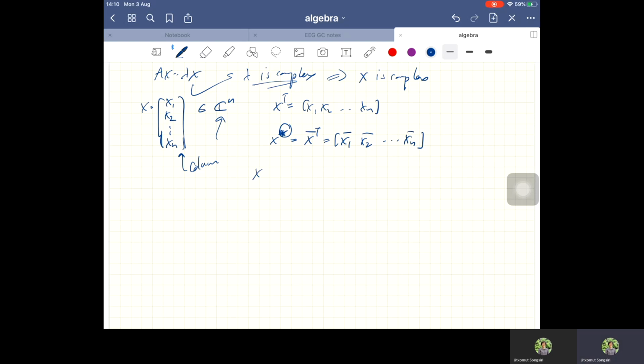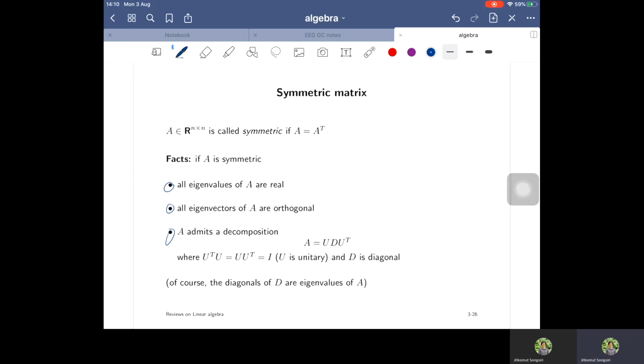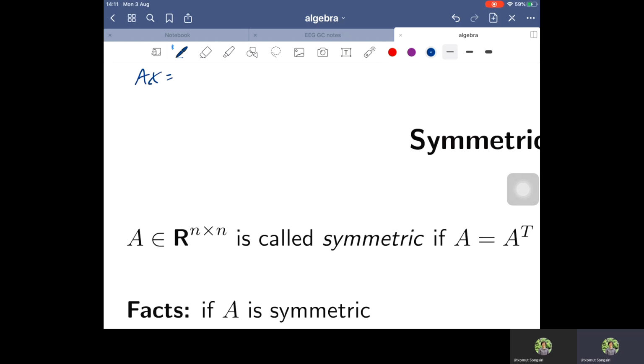Everyone should know that x star x is then the modulus of x1 squared plus the modulus of x2 squared, up to the modulus of xn squared. This is what we know by the common notation as the two-norm of a vector. Now I would like to show that the eigenvalues of symmetric matrices can only be real, they cannot be complex. So I start with the standard equation, Ax equals lambda x, where x is the eigenvector and lambda is the eigenvalue.